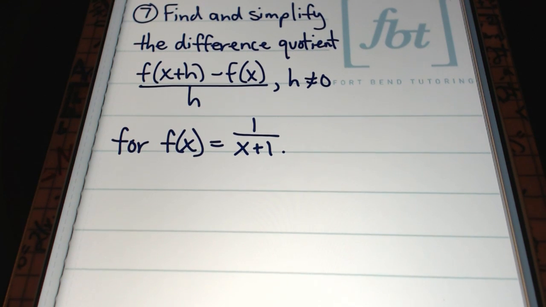Problem number 7. Find and simplify the difference quotient for the function 1 divided by x plus 1.